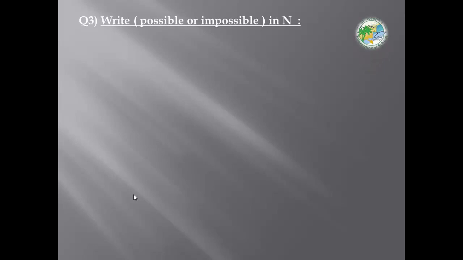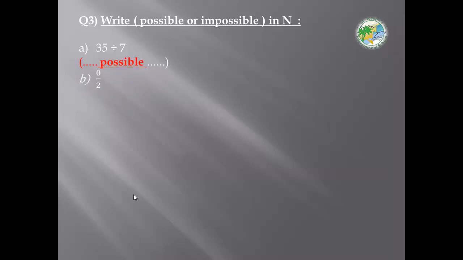Write possible or not possible in natural numbers. 35 divided by 7 equals what? Write the quotient of this division and write possible or not possible. 35 divided by 7 equals 5. Then this relation is possible. This is a whole number.